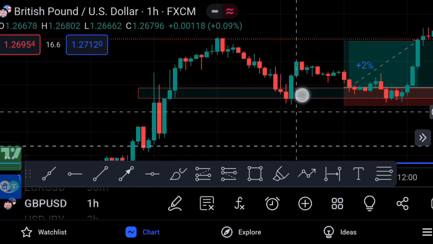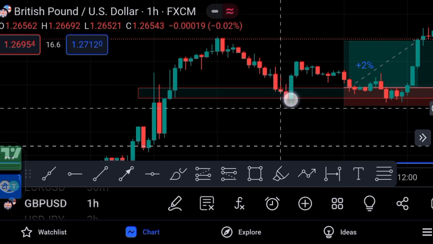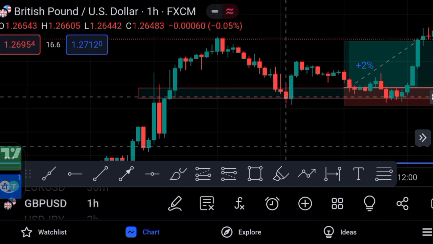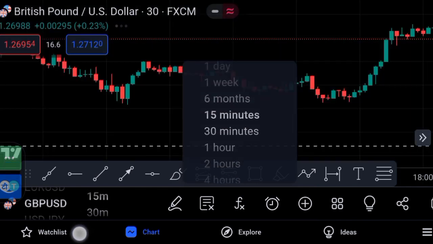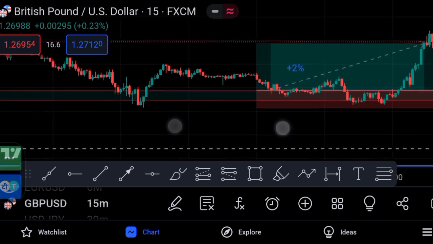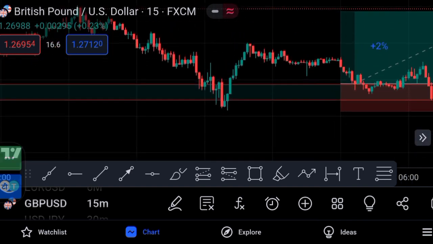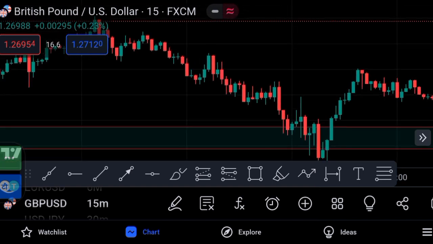But I don't just take trades if it gets to this level, I wait for a break of structure in the 15 minutes time frame. So let's go to the 15 minutes time frame and let me show you what I mean by a break of structure. If you zoom in a little bit, you will see what's happening.